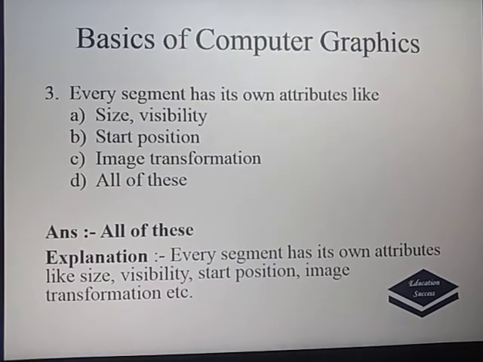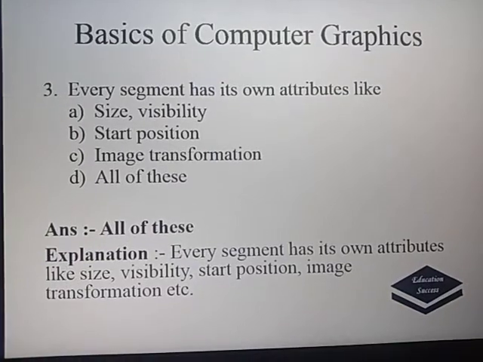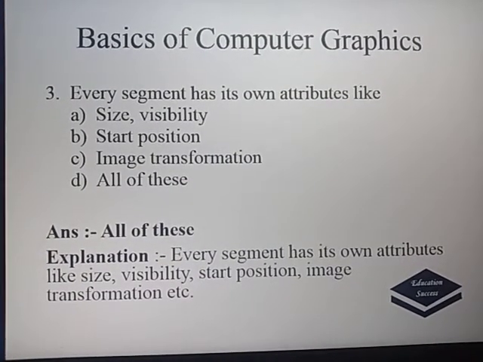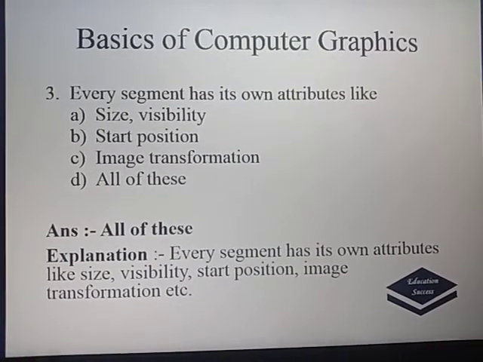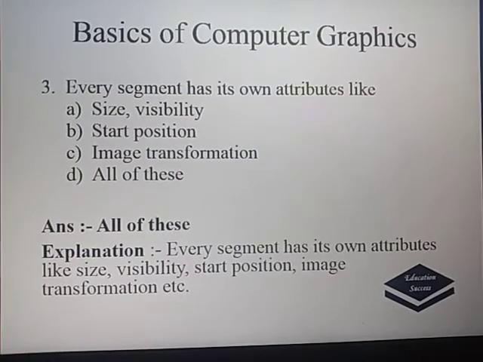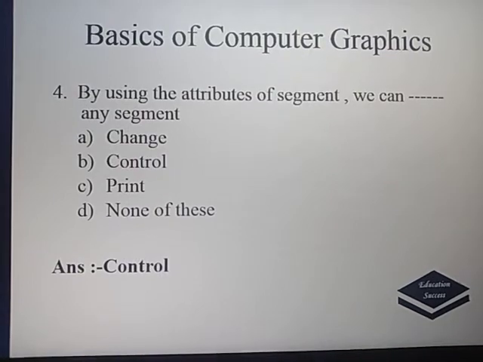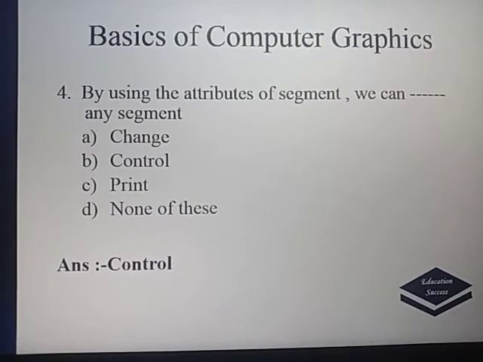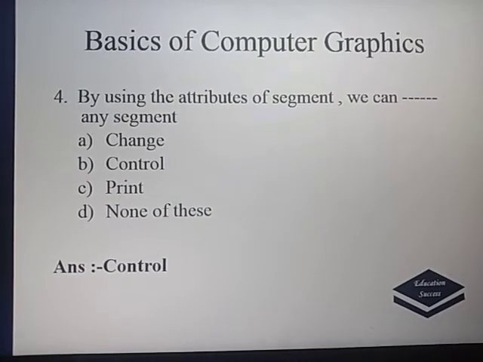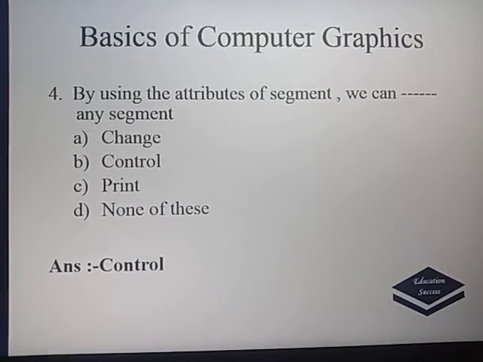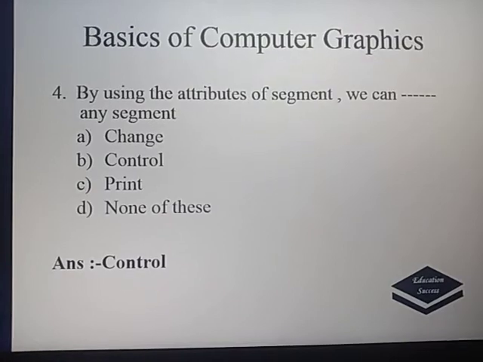Every segment has its own attributes like size and visibility, start position, image transformation, all of these. Correct answer is all of these. Every segment has its own attributes like size, visibility, start position, image transformation, etc. By using the attributes of a segment, we can: dash, change, control, print, none of these. Correct answer is control.